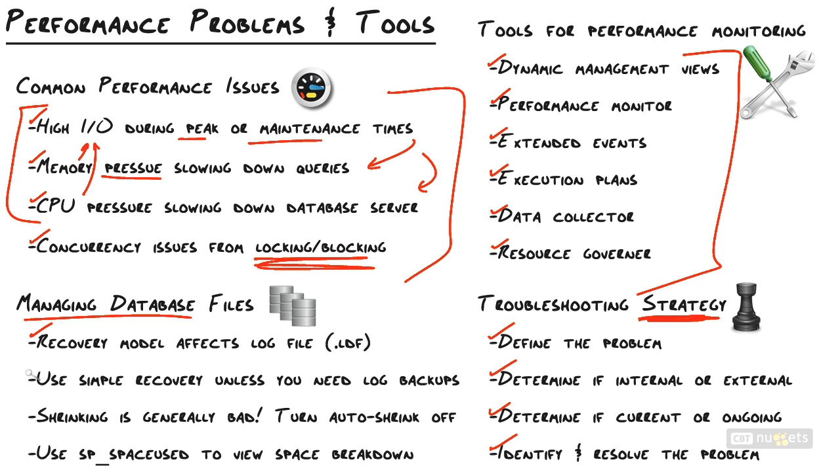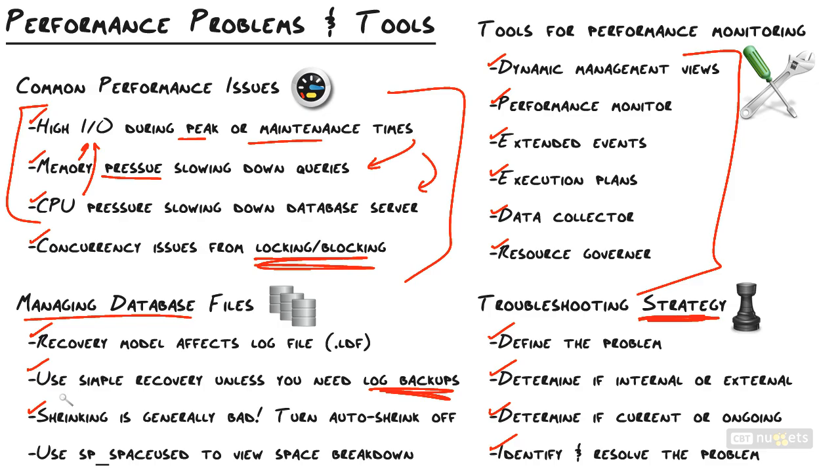So the moral of that story is to always use a simple recovery model unless you need log backups and you need point-in-time recovery. If that's the case, then use full, but make sure you're doing log backups so your log file will not keep growing. Log backups truncate the log. They don't shrink it, they truncate what's in the log. All that space is going to stay allocated. And generally, shrinking is bad.